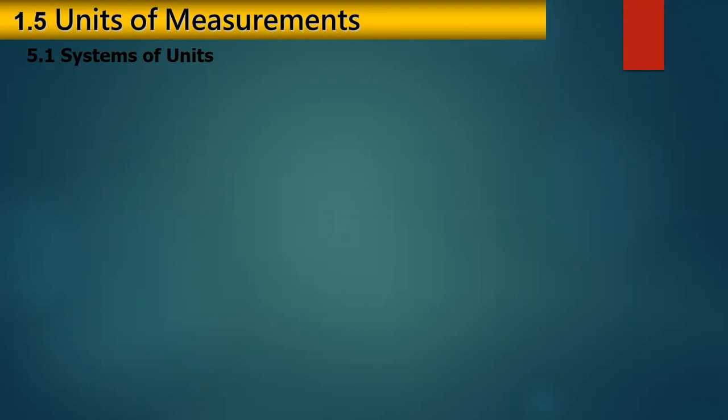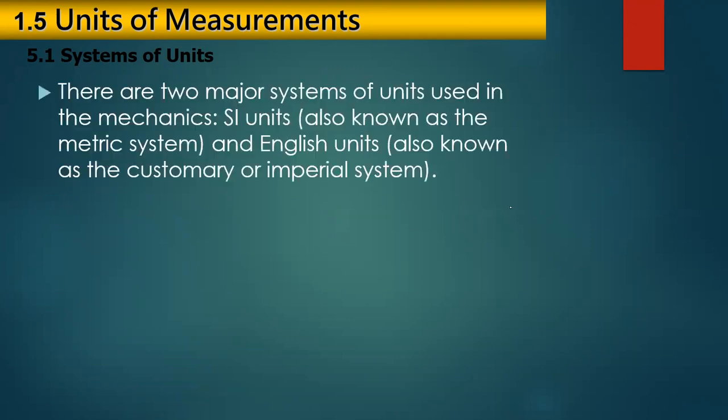So this is what I was just talking about. There are two major systems of units used in mechanics. We have the SI units, which are also known as the metric units. And then there are the English units, which are also known as the customary or imperial systems. Some of the examples are here.